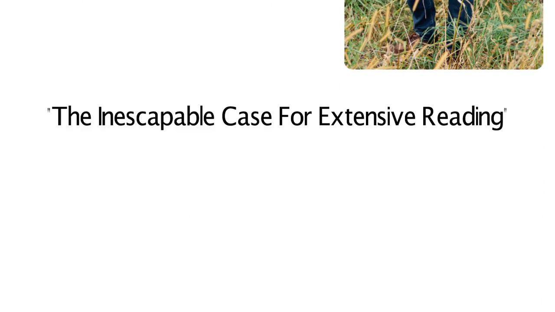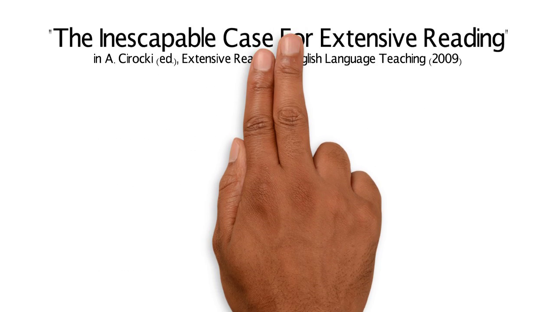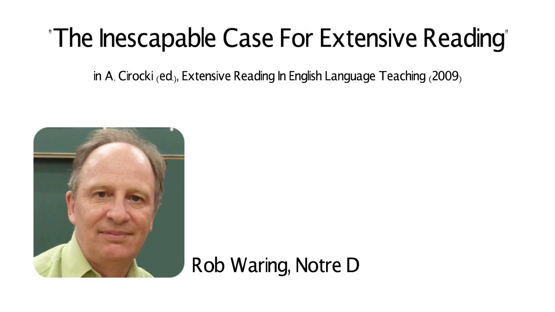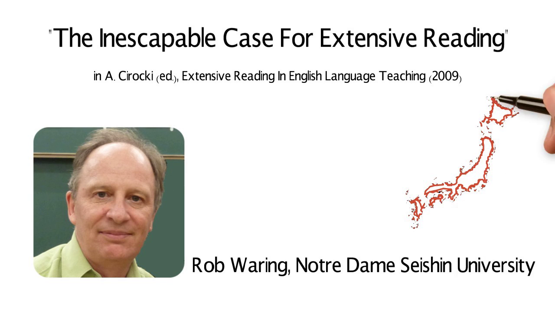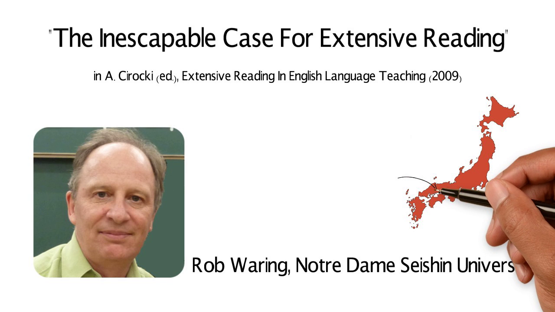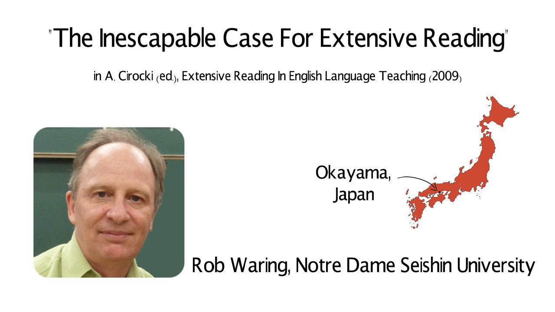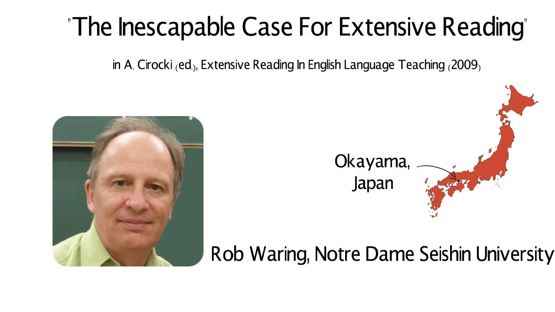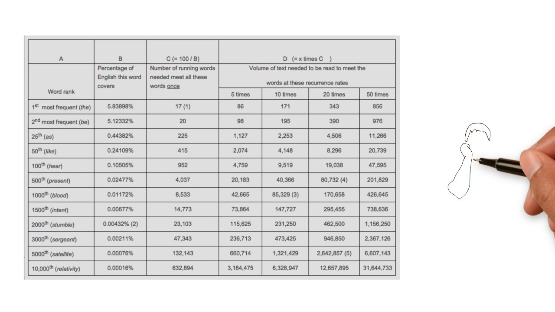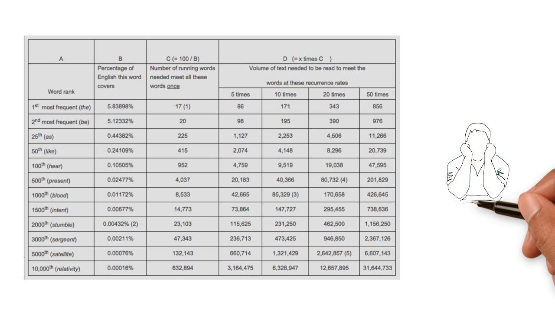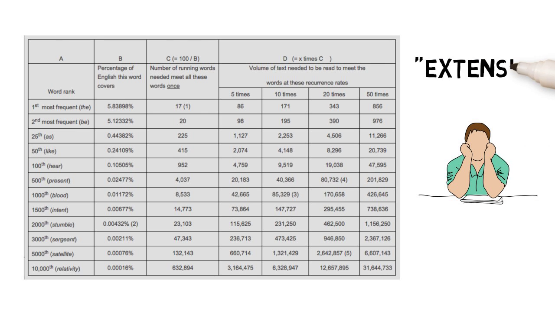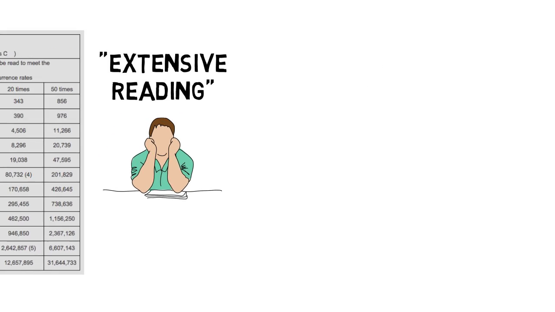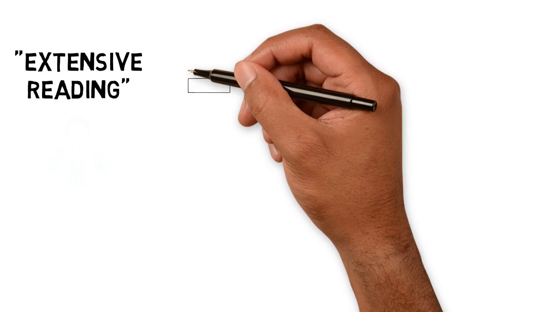The topic of this episode is The Inescapable Case for Extensive Reading by Rob Waring of Notre Dame Seishin University in Japan. In addition to scholarship, Waring has produced many graded readers and other resources for learners of English. In this chapter, Waring uses both linguistic and statistical arguments to show that attempting to teach or learn a language without extensive reading is tremendously inefficient and indeed holds learners back.